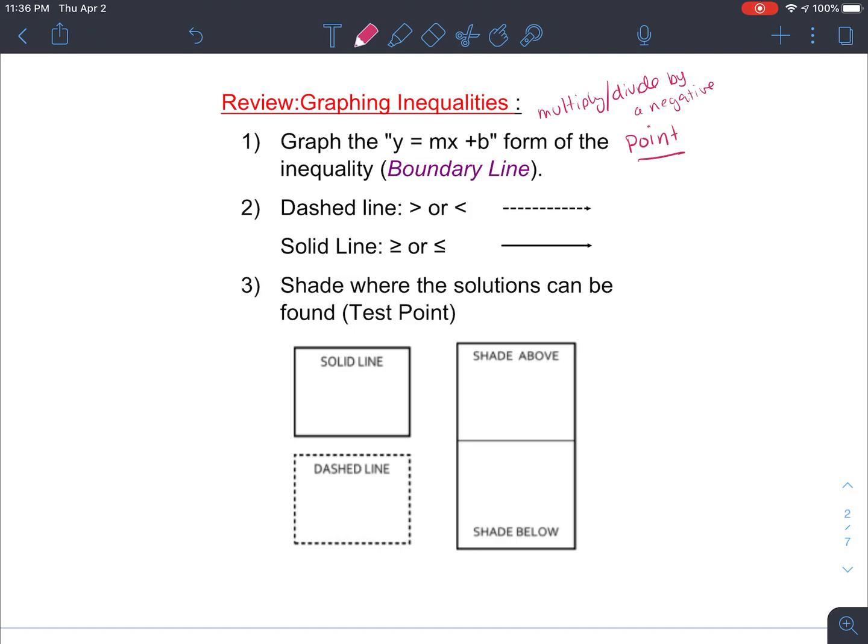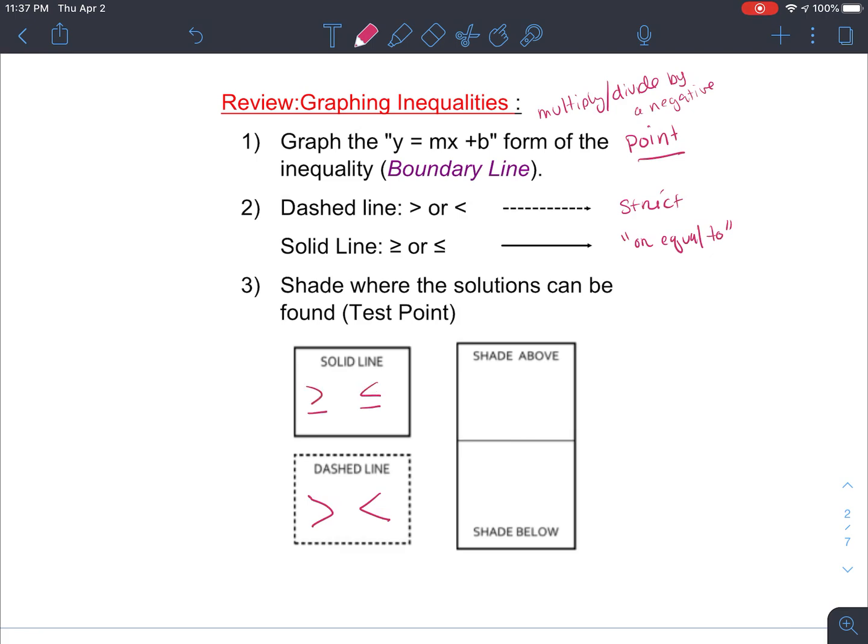So basically, if there is no "or equal to" sign, and it's a strict inequality, that's what we call it, it would be a dashed line. So that's this or this. If it is an "or equal to," we would represent it with a solid line. So that is these two.